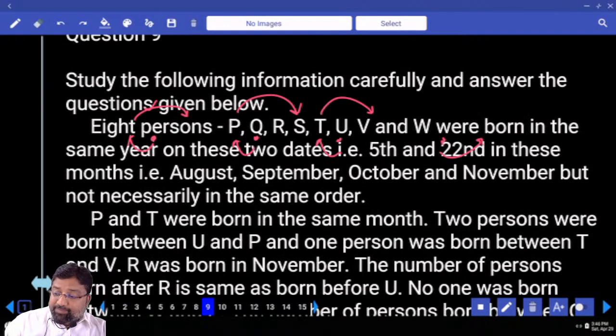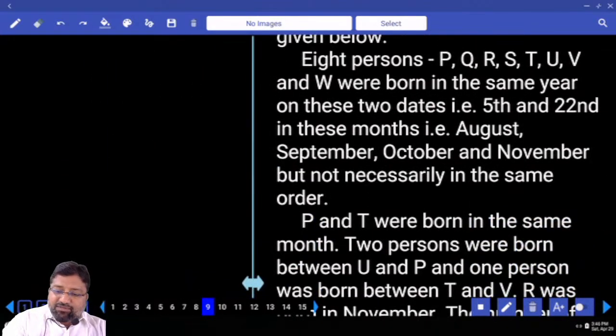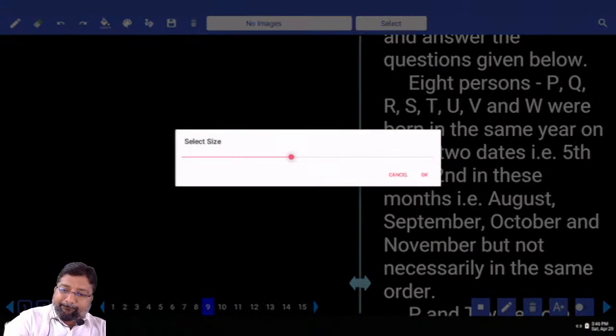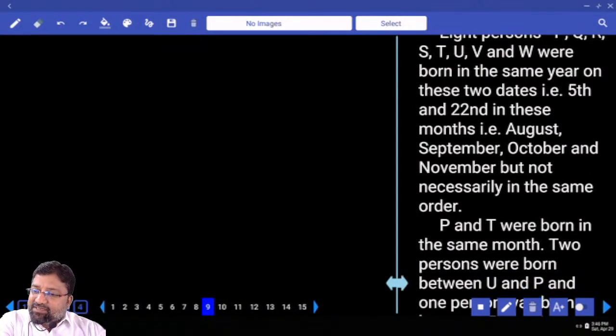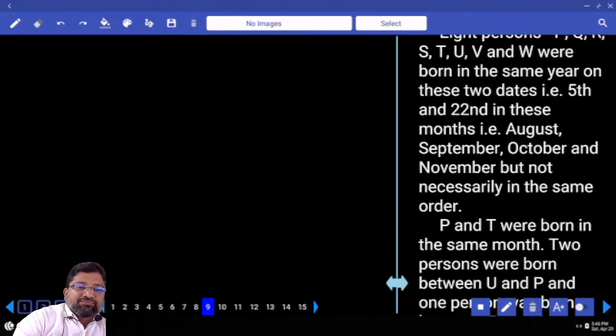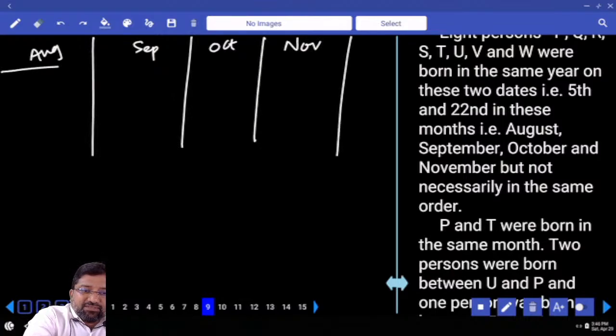Fourth option. 8 persons P, Q, R, S, T, U, V, W were born in the same year on these two dates. What are the dates? 5th and 22nd in the months, that is August, September, October and November, but not necessarily in the same order. So when are they born? 4 different months: August, September, October and November. So these are those 4 months. Okay. What are the dates that are mentioned to us?